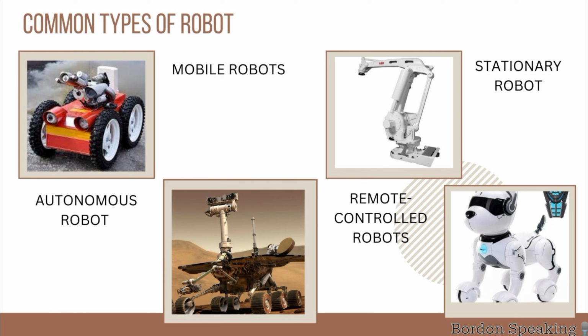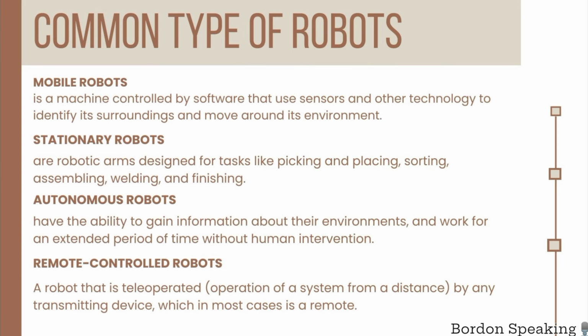So here are the common types of robots: the mobile robots, stationary robots, autonomous robots, and remote-controlled robots. First, the mobile robots. A mobile robot is a machine controlled by software that uses sensors and other technology to identify its surroundings and move around its environment. Next, stationary robots. Stationary robots are robotic arms designed for tasks like picking and placing, sorting, assembling, welding, and finishing.